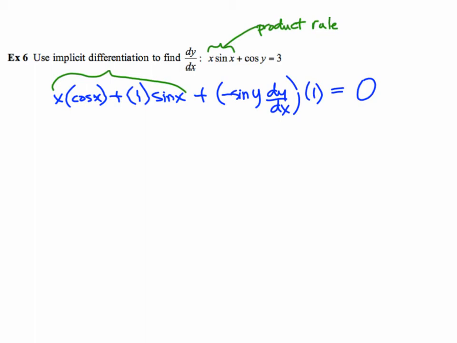Plus, now the derivative of cosine is negative sine y dy dx, and the derivative of what's inside, so the derivative of y equals 1. And I need to take the derivative of the right hand side as well, so the derivative of 3 equals 0.